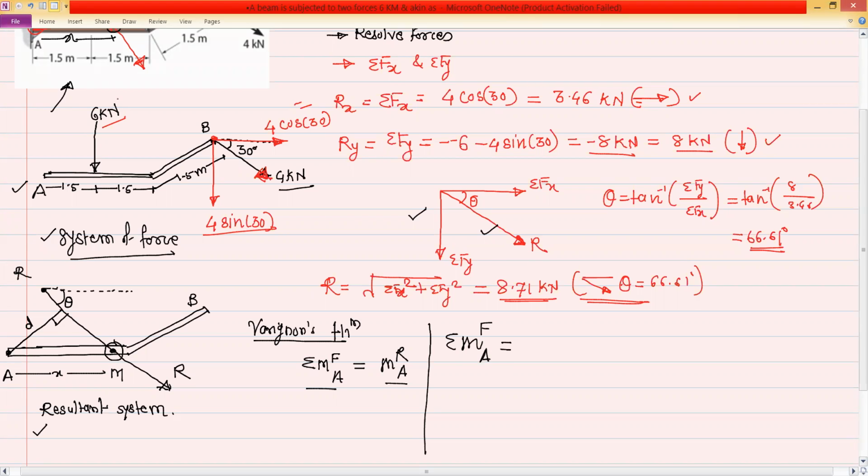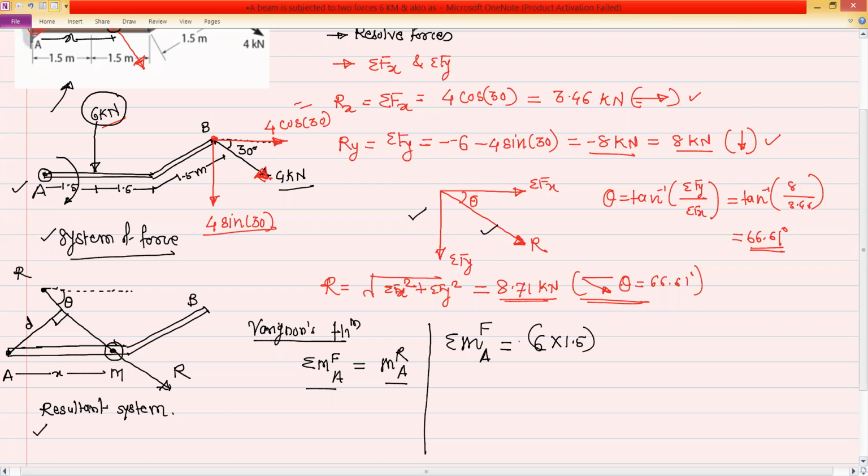So consider the first force, that is 6 kilonewton. So what is the perpendicular distance of 6 kilonewton with respect to point A? It is 1.5. So we will write the moment 6 into 1.5, and this moment is in the clockwise direction, because 6 kilonewton, when it is acting on this beam, will try to rotate the system in this direction, that is clockwise.